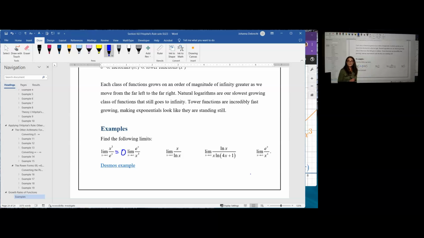I know, it's great, isn't it? Let's look at the next one. This is the limit as x approaches infinity of the exponential e to the x divided by x cubed. This time, the faster growing function is in the numerator, so it pulls the whole thing to infinity.